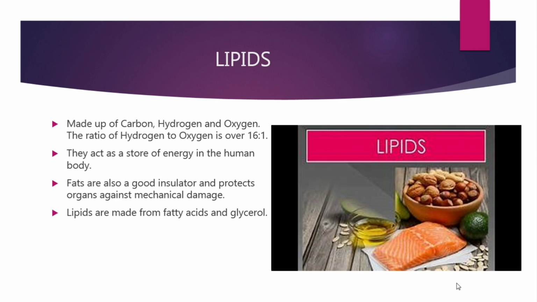Fats are also good insulators and protect organisms against mechanical damage. So if our organs are covered in fat, and, for example, a person punches you in your stomach where your liver is present, and your liver is covered in fat, the impact of the punch would be reduced due to the fat layer around your liver. So we say that fats protect us against mechanical damage, and fats are also good insulators, which means that they can keep us warm during cold temperatures.